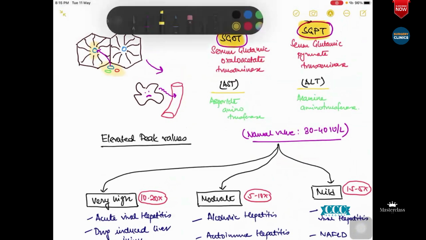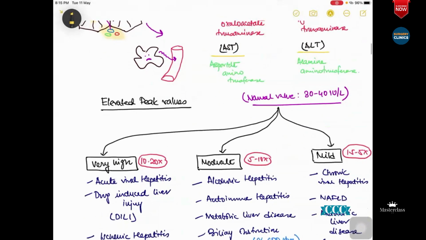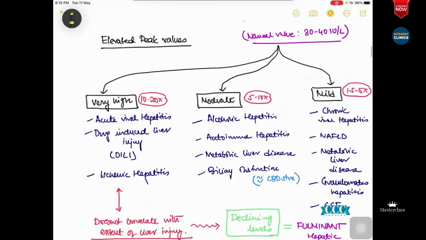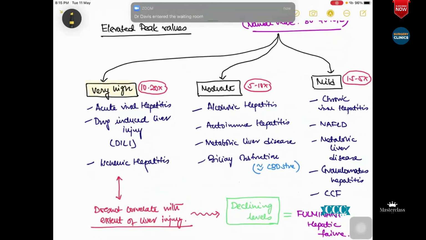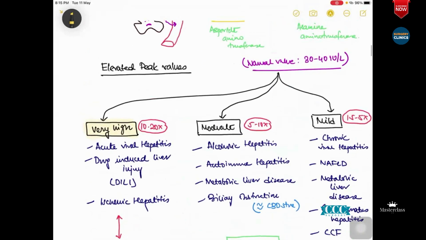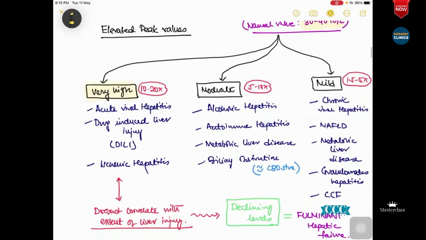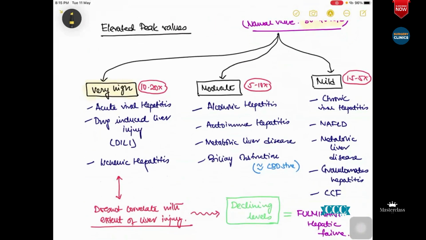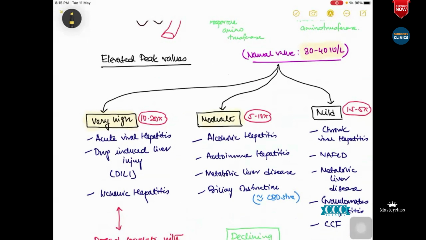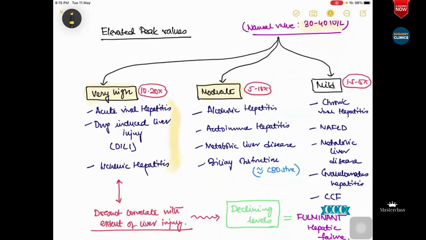Now, when is this raised? You have clinical conditions where you get a very high rise, like 10 to 20 times the normal value, that is, 10 to 20 times of this 30 to 40. It can happen in viral hepatitis, drug induced liver disease, and ischemic hepatitis. Now moderate means around 5 to 10 times. All of these things which can cause very high rises always go through this phase and go up like this. Again, you can also have it in alcoholic hepatitis or autoimmune hepatitis.